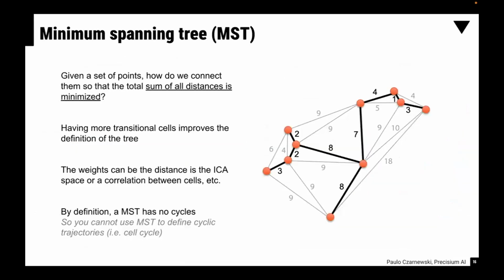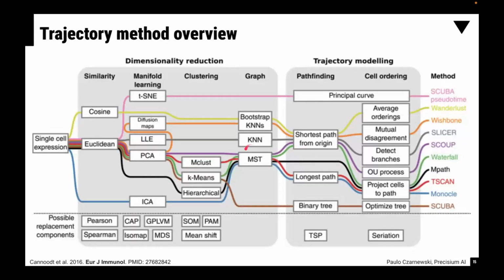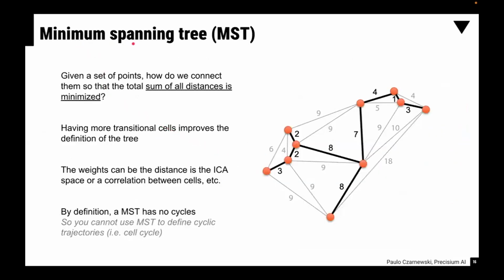As I mentioned, one of the key components is creating this graph that orders the cells, and that's usually done via MST, a minimum spanning tree. One of the first methods to use MST for trajectory inference is also Monocle, which I'll explain in a few slides. What it does is try to find a set of points that you can connect using one graph so that the distances between them are minimized.